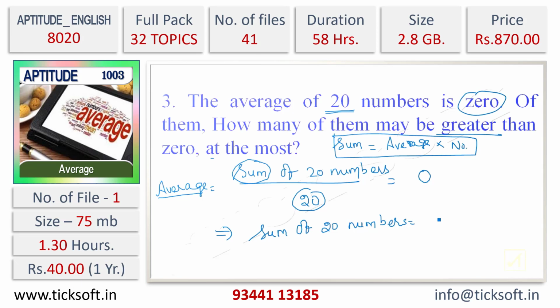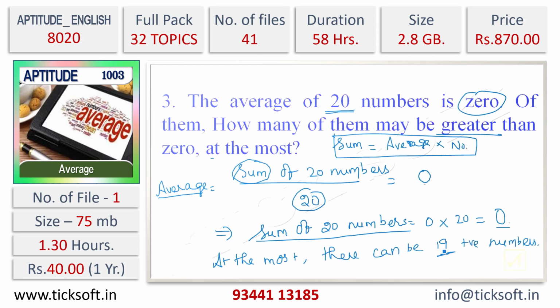So here the sum of 20 numbers will be equal to this average 0 into the number of numbers, which is 20. So 0 into 20 is 0. So hence the sum of 20 numbers will be equal to 0. So at the most, how many positive numbers will be there? So therefore at the most there can be 19 positive numbers.